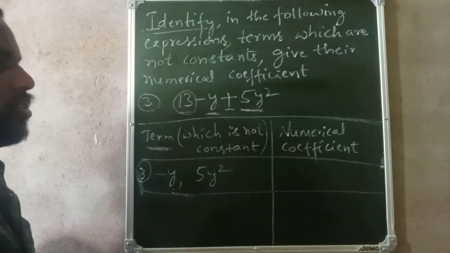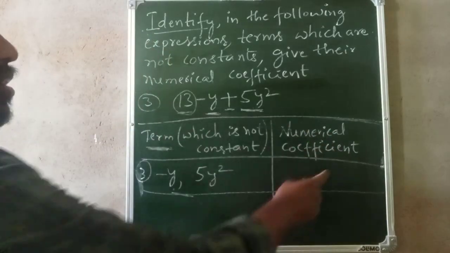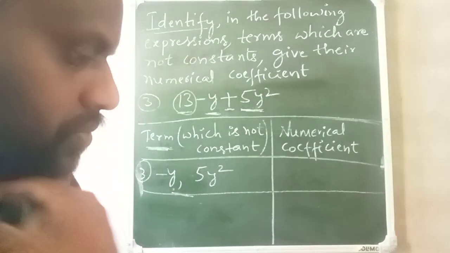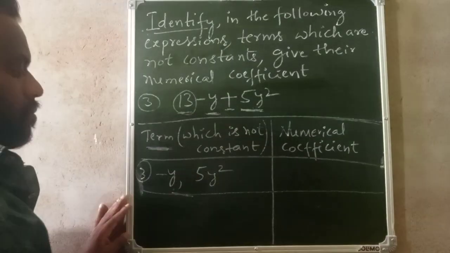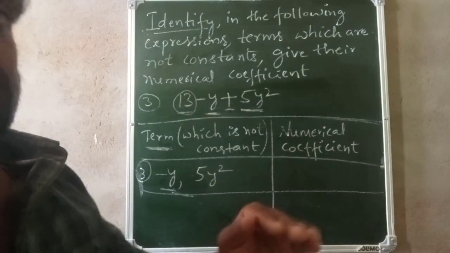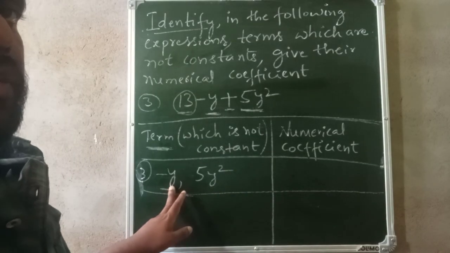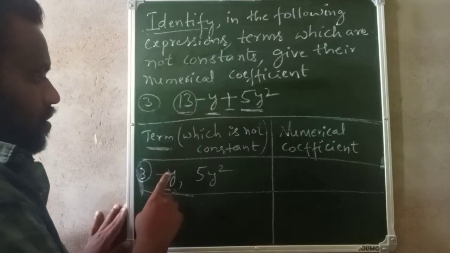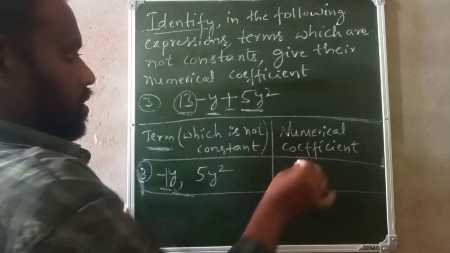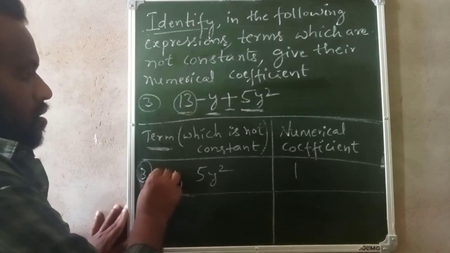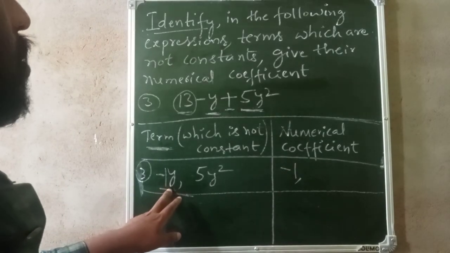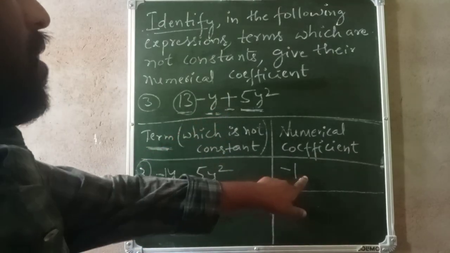Now, numerical coefficient. Here we have to write the numerical coefficient of this and the numerical coefficient of this. First I will take this. Numerical coefficient means the number that is present along with the variable y. Here no number means 1 is there. I will write 1, but along with 1 the minus sign is also important, so minus 1. So the numerical coefficient of this minus y is minus 1.